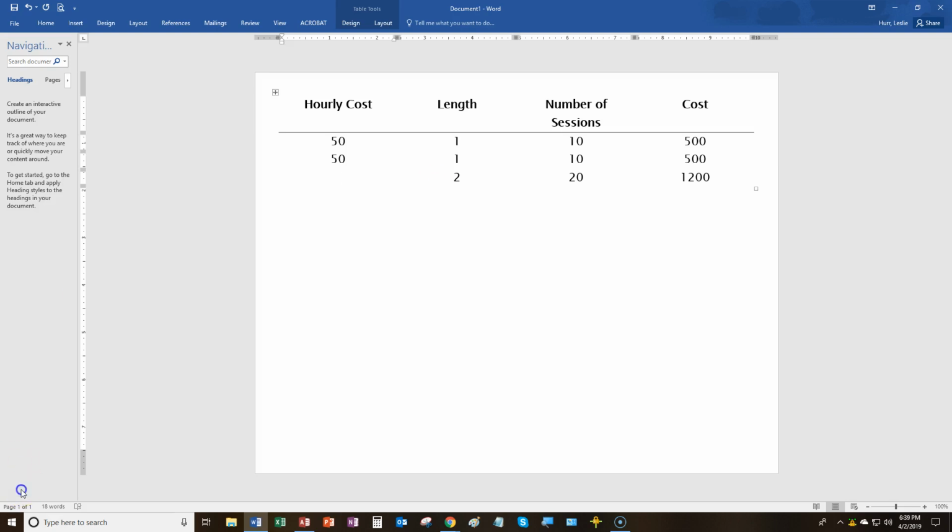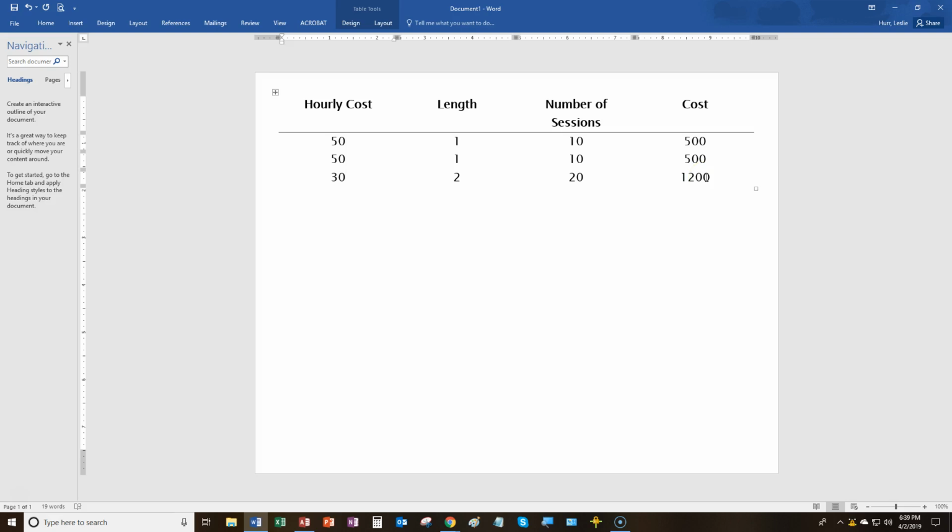No, wait, let me think. No, I think it's 30. Let's try it. So I'm going to get 30. So we'll check my math. 30 times 2 is 60. 60 times 20 is $1,200. Okay, I checked my math, so I'm right. It's always good to check your math. But that's the whole idea. You're going to take the cost, and then you're going to divide it by the multiplication of these two items.